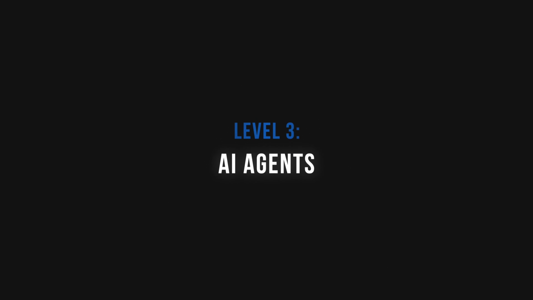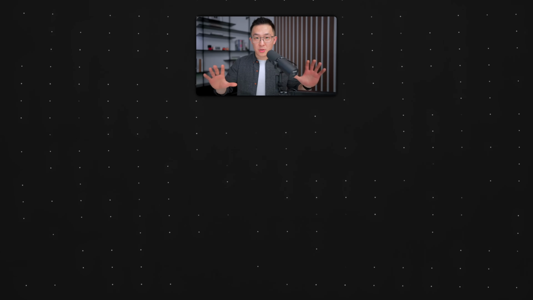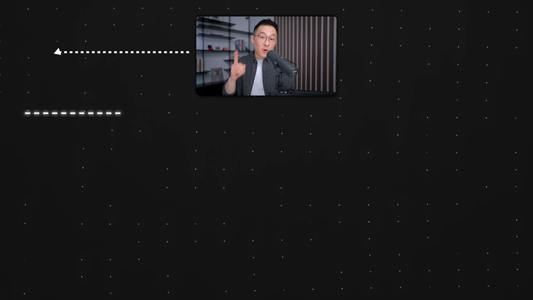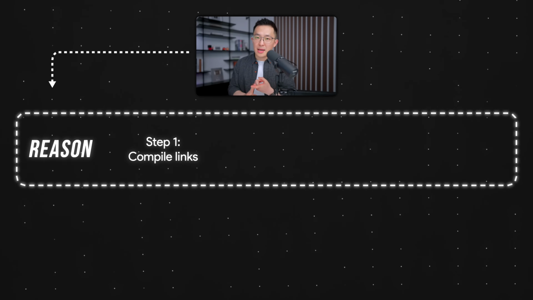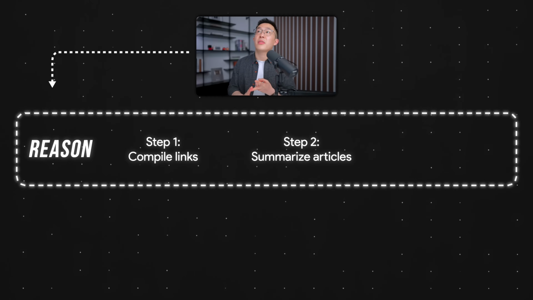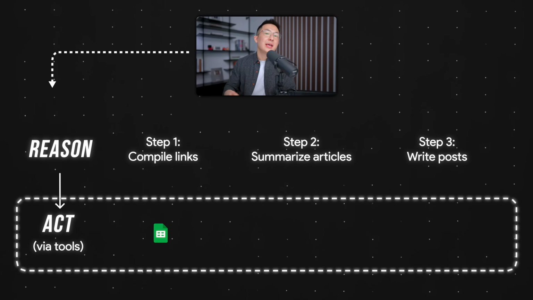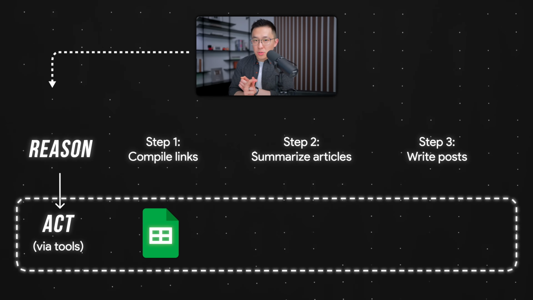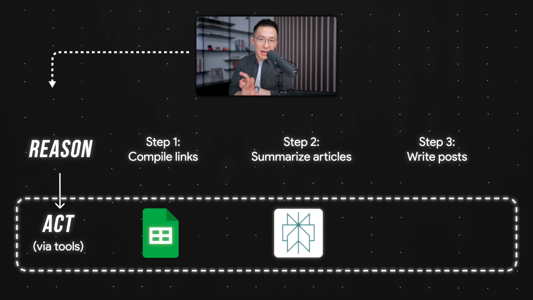All right, level 3 AI agents. Continuing the make.com example, let's break down what I've been doing so far as the human decision maker. With the goal of creating social media posts based off of news articles, I need to do two things. First, reason or think about the best approach. I need to first compile the news articles, then summarize them, then write the final posts. Second, take action using tools. I need to find and link to those news articles in Google Sheets, use Perplexity for real-time summarization, and then Claude for copywriting.